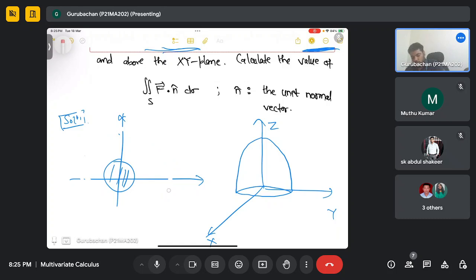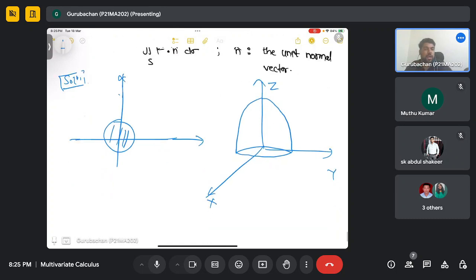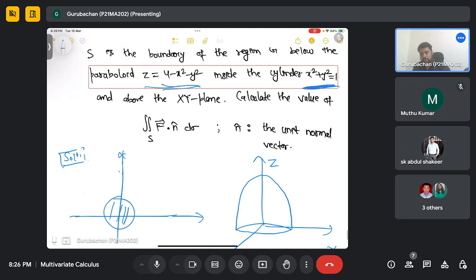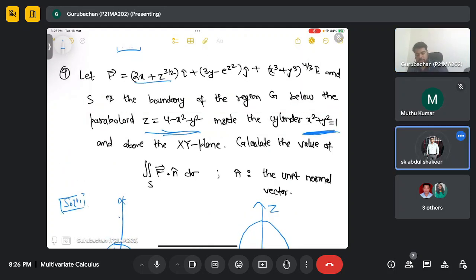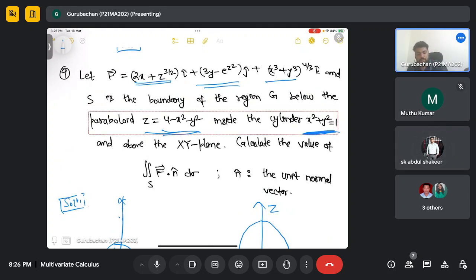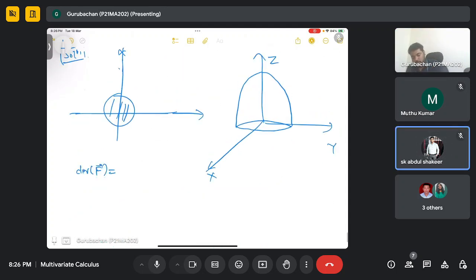Now first of all you need to calculate the divergence. What will be the divergence of this? You can calculate directly. This will give you dou F1 by dou x, the first part will give 2, plus 3, plus the last part gives 0. So 2 plus 3 plus 0 will give you 5.